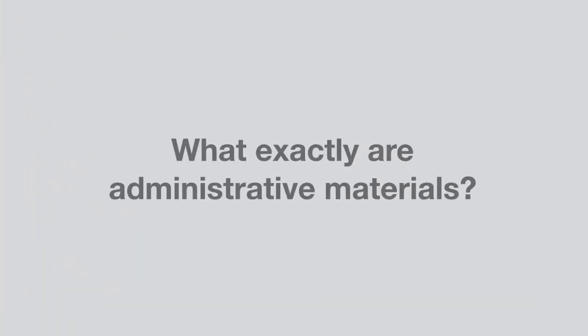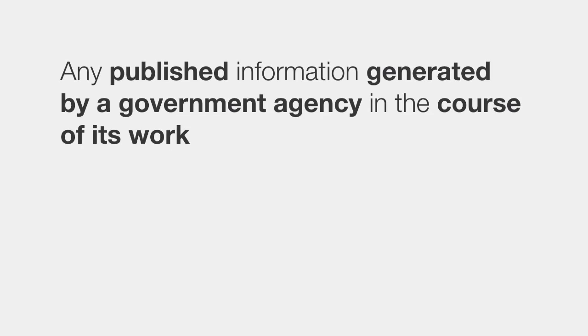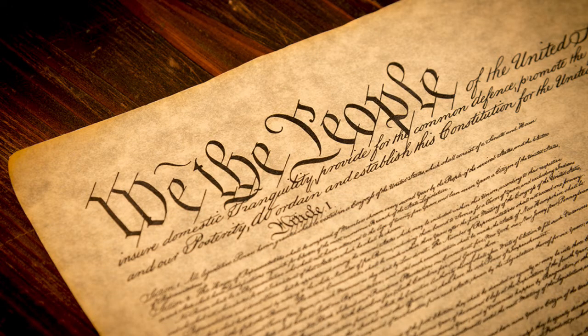There are several different administrative materials that the skilled legal researcher needs to master. What are administrative materials? Administrative materials are made up of any published information generated by a government agency in the course of its work. This tutorial will focus on these agency-created documents. To understand where administrative materials come from, let's take a look at some examples.